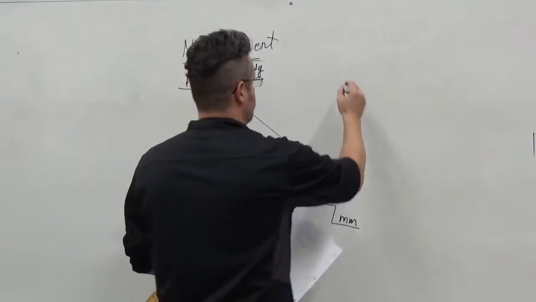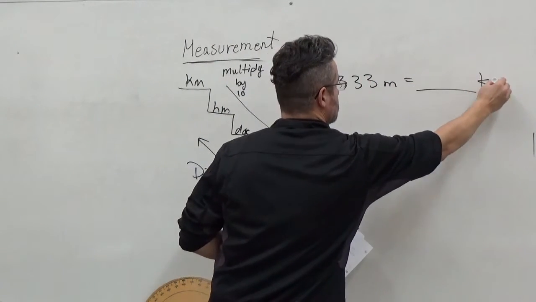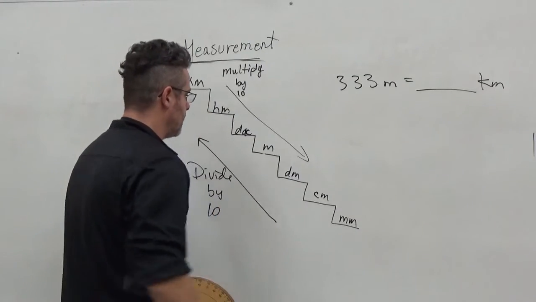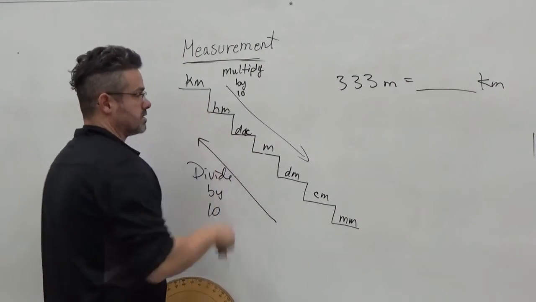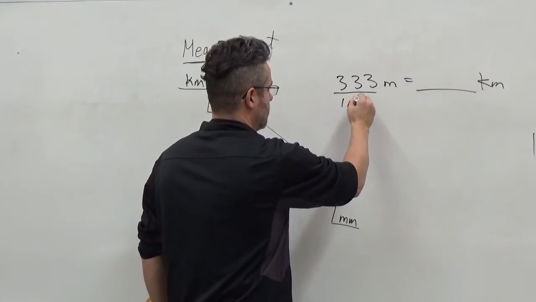So the first question there, 333 meters equals blank kilometers. Okay, well I'm going up 1, 2, 3. I've got to divide it by 10, 100, 1,000. I've got to divide it by 1,000. Do I actually need to take my calculator and divide this by 1,000?